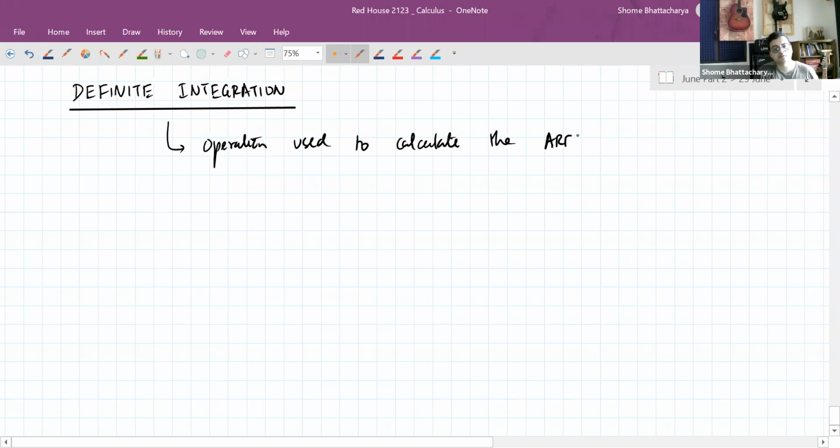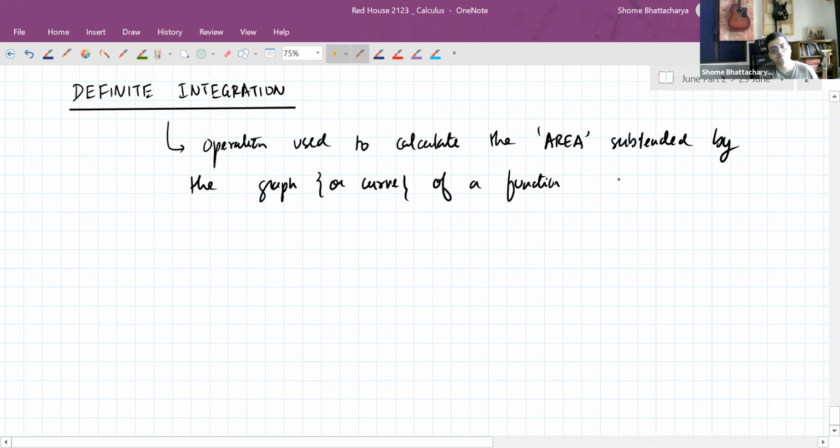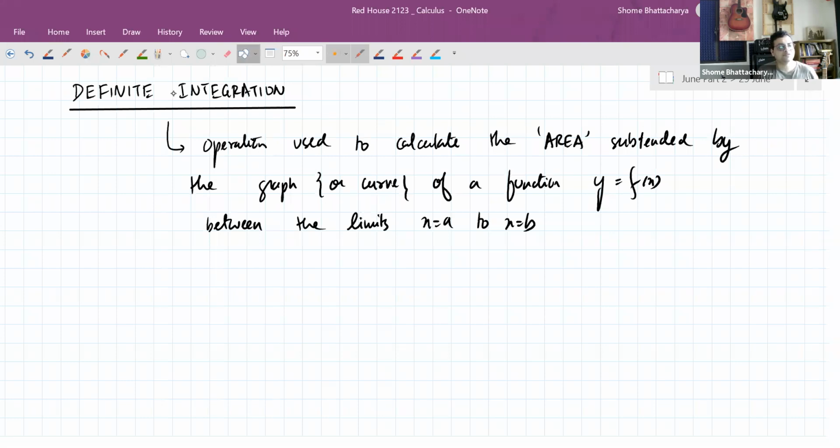the area subtended by the graph, okay, or curve of a function y is equal to f(x) between the limits x equal to a to x equal to b. Okay. So the purpose of this operation, definite integration, is to calculate this kind of area.